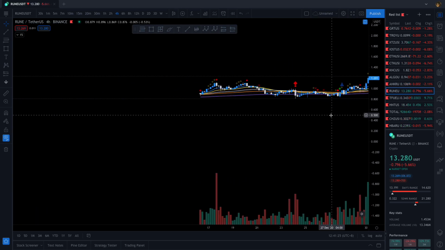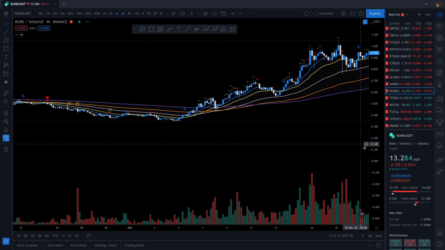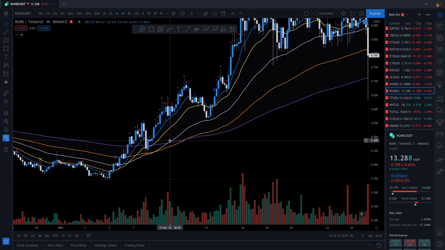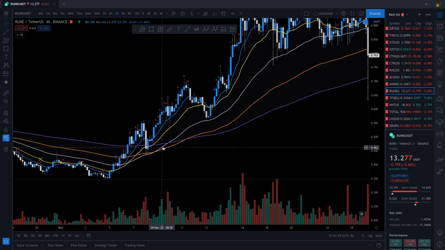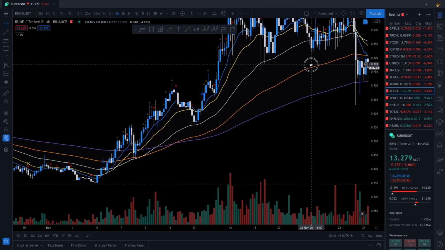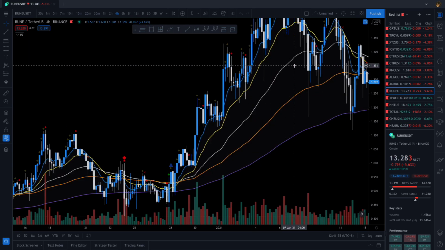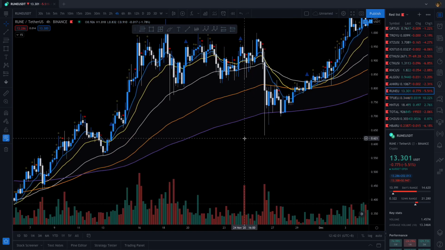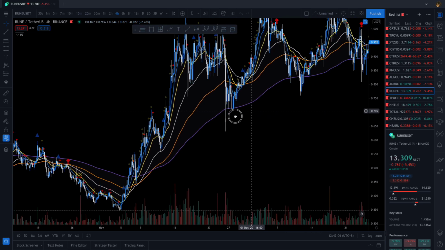So if we go all the way back, you can see that from the moment the 50 EMA crossed above the 200 EMA over here, back in November of 2020, until pretty much 6 months later, the moment the golden cross happened, we have not been in a downtrend ever since. There was not a single time when the 50 EMA crossed back down below the 200 EMA, right? So that's a golden cross. It's the signal that an uptrend is starting.